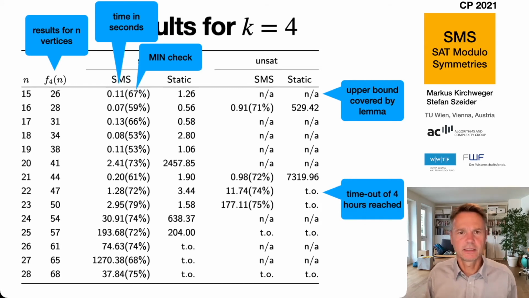So here we see that the SMS approach is often quite significantly faster than the static approach. Sometimes we also get a solution where the static approach reaches a timeout. And we also see here that the percentage spent on the minimality check is most of the time bigger than 50%, both in the satisfiable and in the unsatisfiable case.